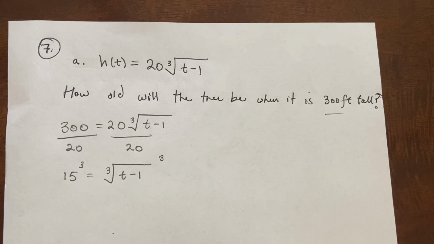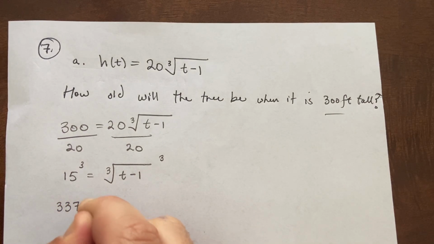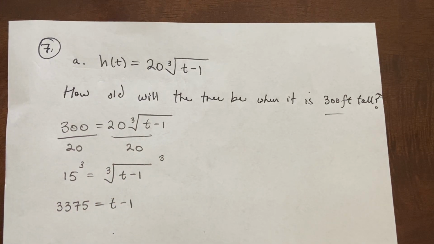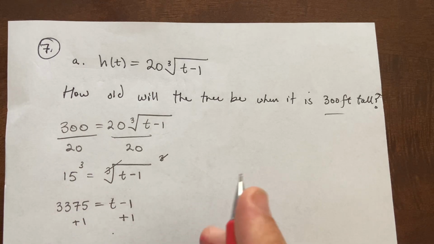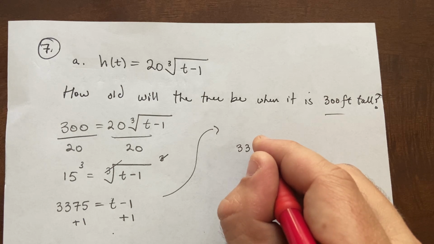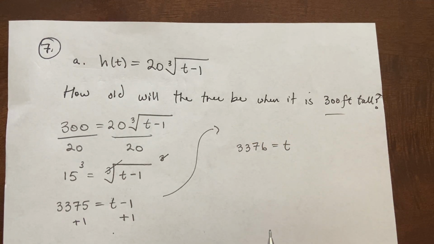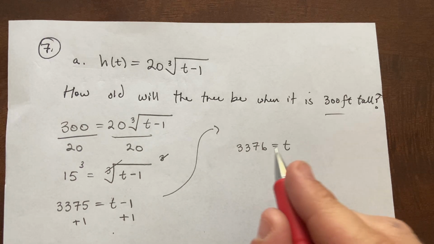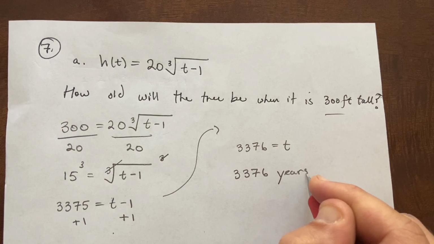So 15 cubed is fairly large. That's 3,375. And now I have t minus 1. Right, this cancellation took effect. And then add 1. So it looks like I'm getting 3,376 equals t. So how old will the tree be when it's 300 feet tall? It'll be 3,376 years old.